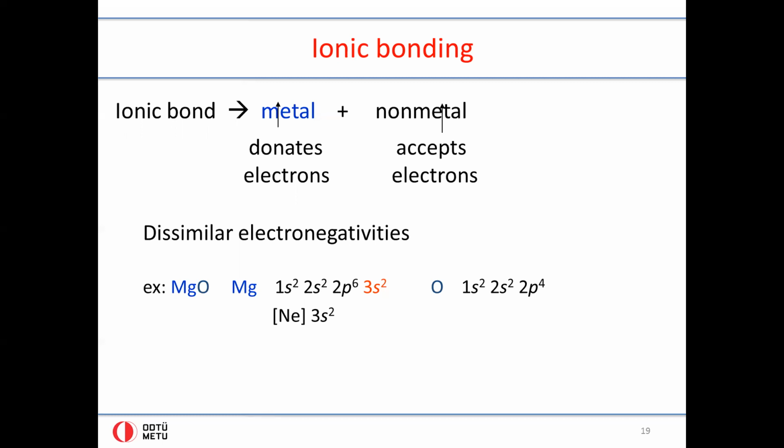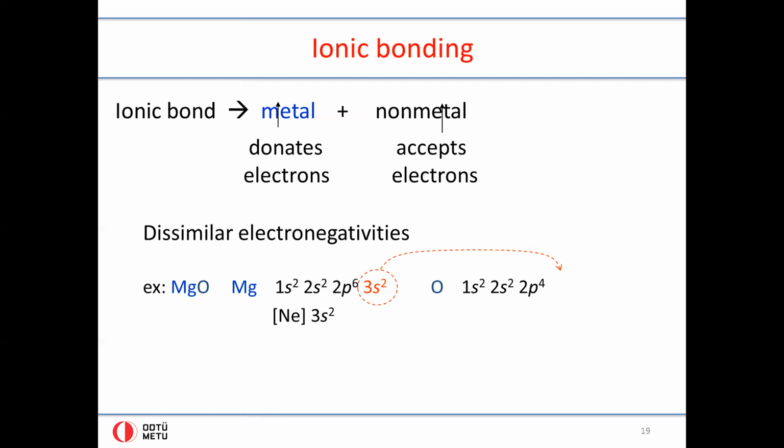So also you can say that it forms between materials that have dissimilar electronegativities, meaning materials on the left-hand side and the right-hand side of the periodic table. Another good example is magnesium oxide. Magnesium is in the second column from the left, and oxygen is in the third column from the right. So it accepts two electrons, and magnesium gives two electrons, as shown here, to be stable. And they can form magnesium oxide, which is an ionically bonded compound.